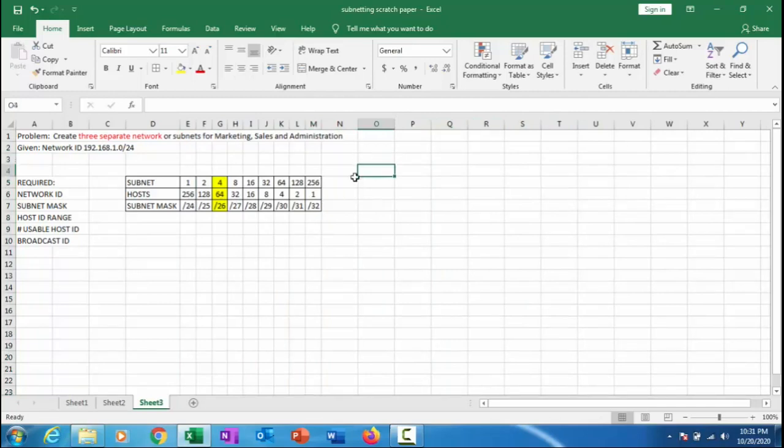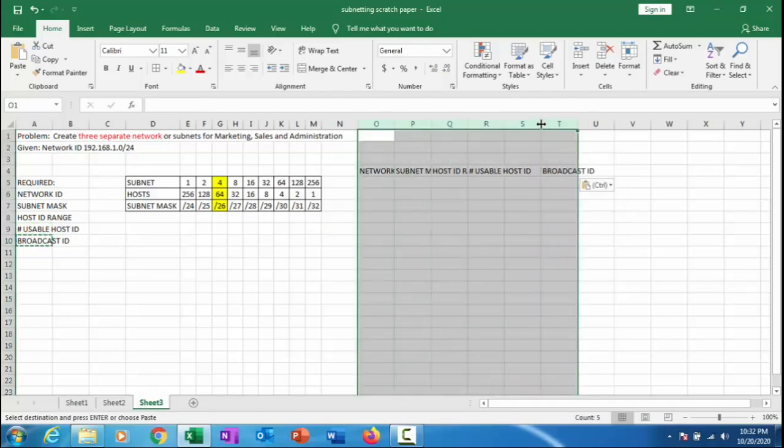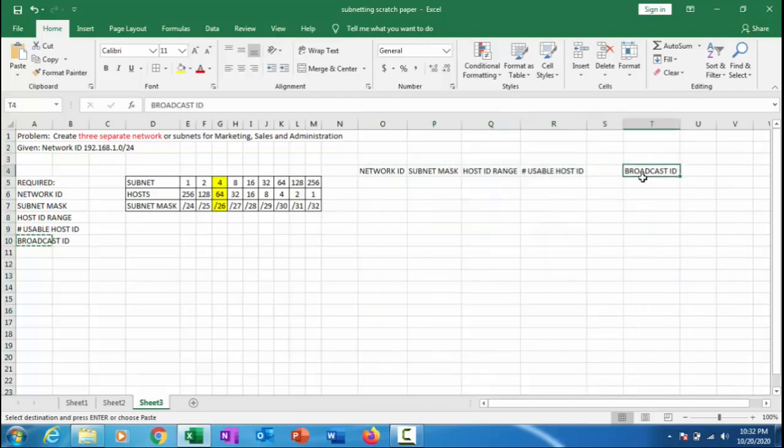Let's make this smaller and make another table containing all the things that are required: network ID, subnet mask, host ID range, number of usable hosts, and broadcast ID. Let me transfer this here. There it is.